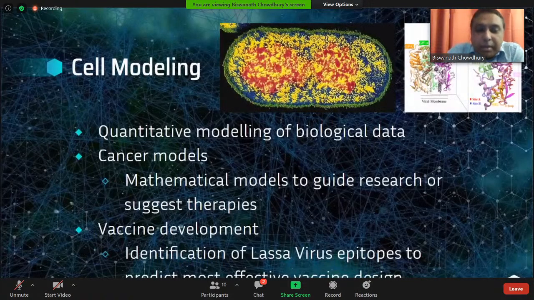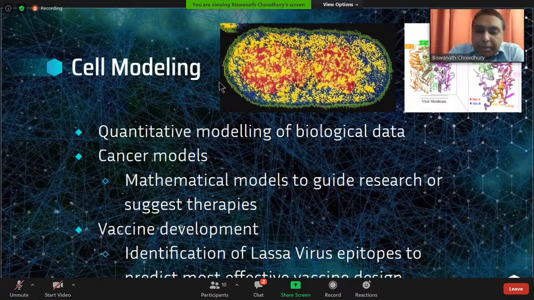Some of the other types of modeling that we use computers for are data-driven qualitative cell modeling, which can help in medical research. For example, cancer cell modeling can help reduce the cost of experiments, so it can guide the research into new therapies.